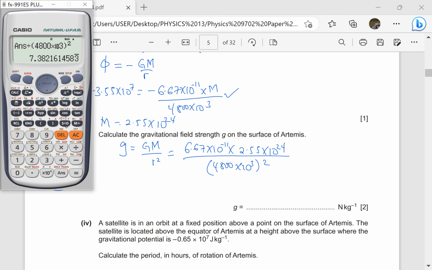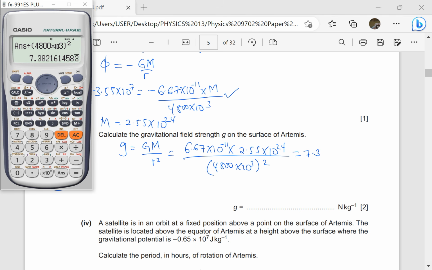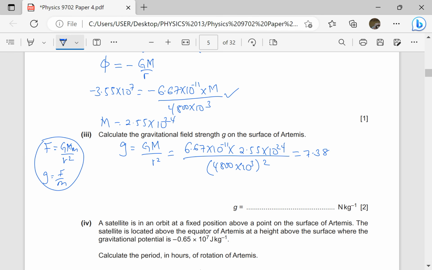So this is giving me 7.38. Now learn to write, I encourage you to write at least 3 significant figures, because normally things are changing almost every year. So write at least 3 significant figures. So I'll write here G as 7.38 newtons per kilogram, because everything is in SI units.